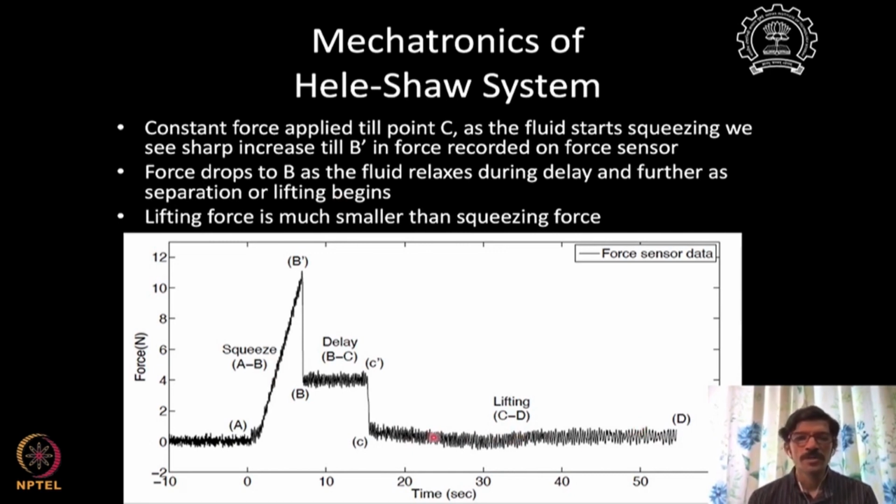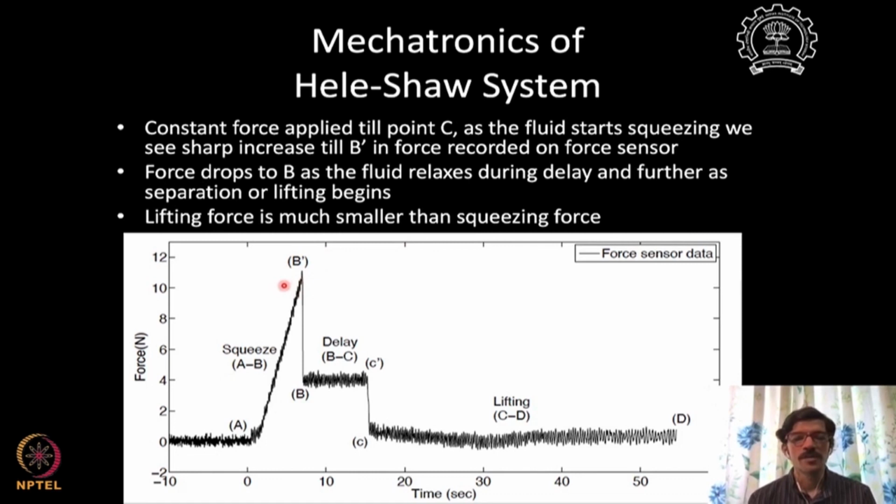About halfway through the process you will find the force has gone below 0. You are actually pulling the liquid out, or creating some kind of a vacuum inside the liquid, or a pressure that is lower than atmosphere inside the liquid. And overall you can see that the lifting force is much smaller than the squeezing force. That's a very important conclusion that we got from this process. When we want to scale the process up to a much larger dimension, we need to be worried about how we squeeze, because our actuator design will be based on this force.